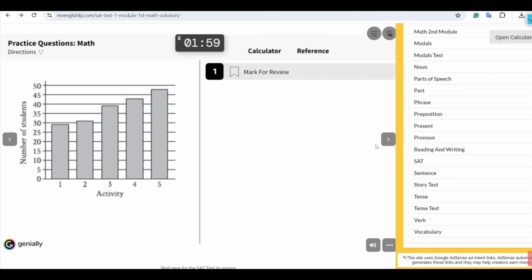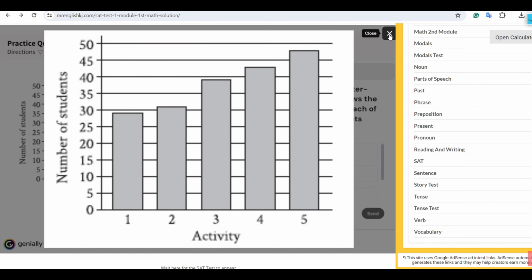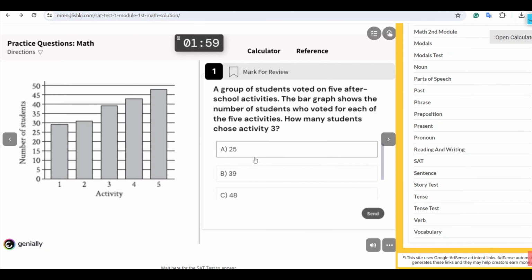You see here when I move my cursor here, it shows a magnifying glass. It shows that if I click here, it will zoom. Now, you see there are options A, B and C.